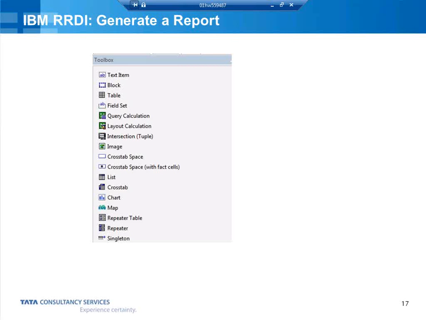So I can actually create my report template using the text items. It could be a block. I can insert a table or a query calculation. You can have a list, a crosstab. You can even have it as a chart, a map. So these are the different options with respect to your report template design. These are the options that are provided by RRDI.